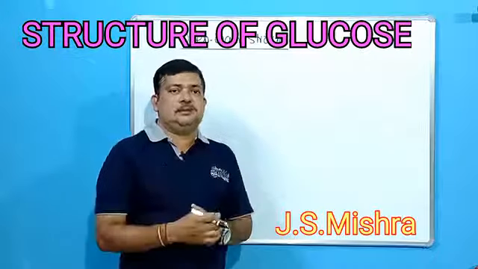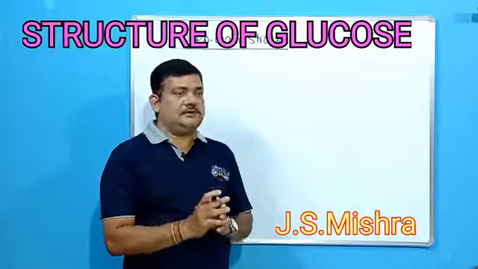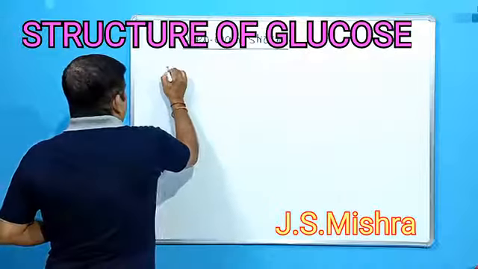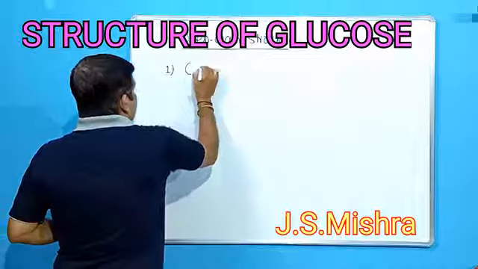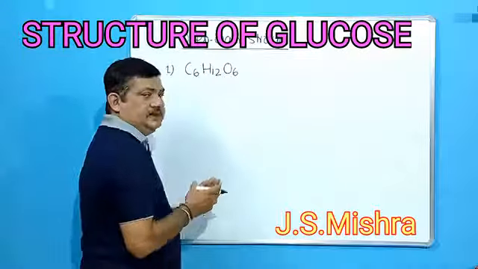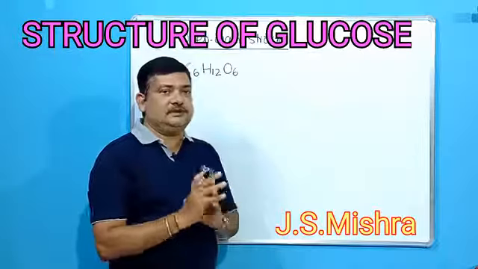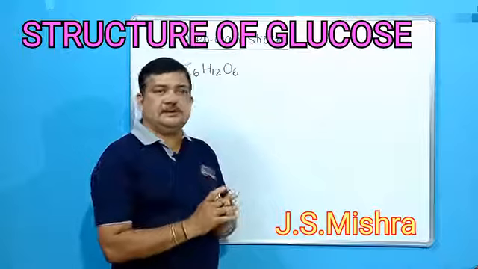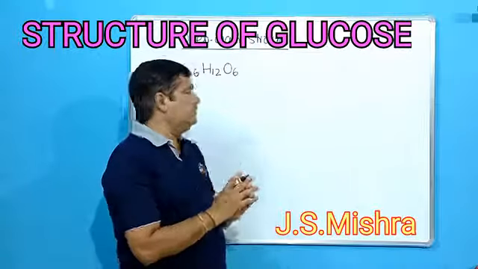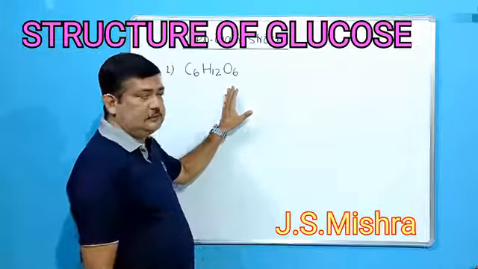In the last class, we discussed 4 points, starting from the molecular formula. The molecular formula was C6H12O6, which was established by various means. Various methods are there to determine the molecular formula, mostly the empirical formula method. So the molecular formula of glucose is C6H12O6.